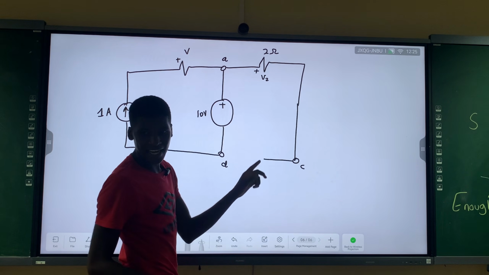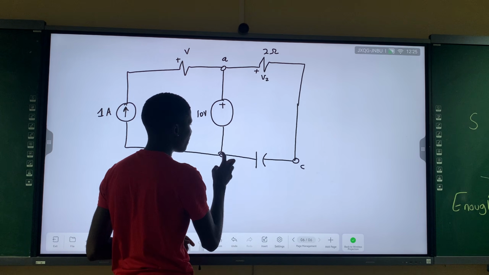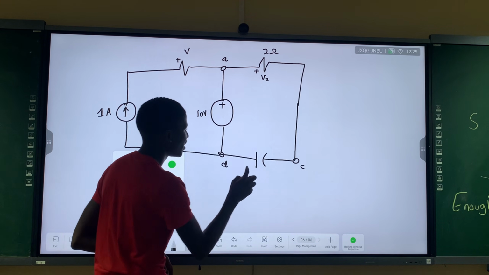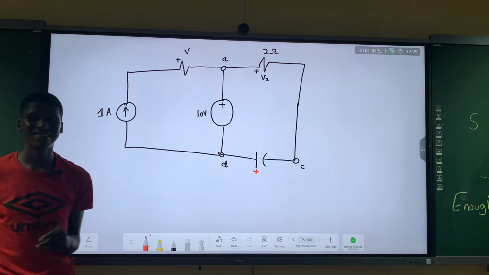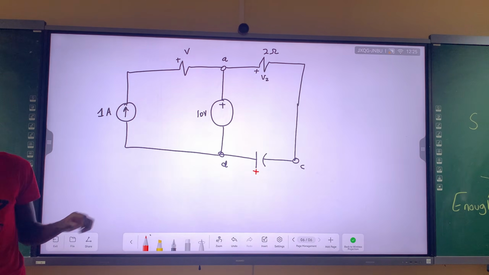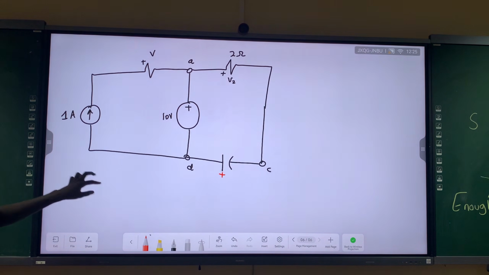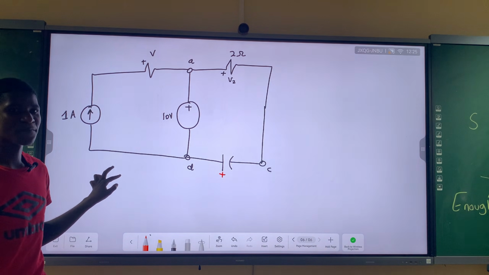And then here is the capacitor. But our capacitor, where is the positive? Here is the positive. So the positive part of the capacitor is here. Can it ever happen? Like, what's wrong? What's wrong with the positive being here? Is there anything wrong?